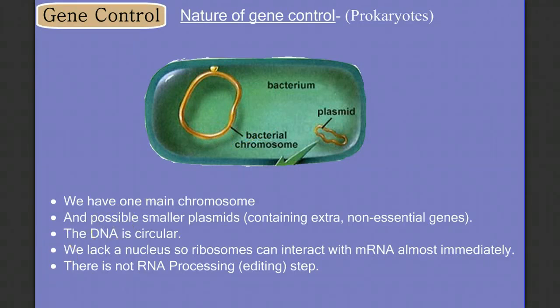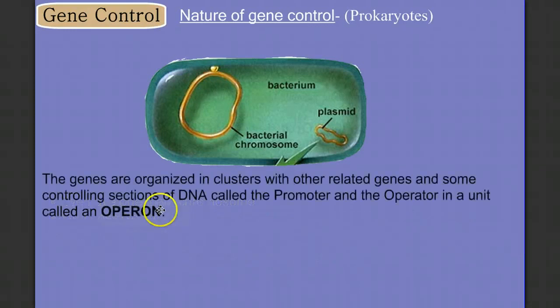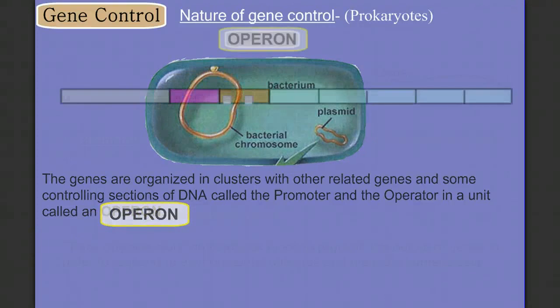The other difference we find in bacteria's genomes is that genes are organized into clusters with other related genes, with some controlling sections of DNA called the promoter and the operator, and a unit that we call the operon. So let's take a closer look at that operon.